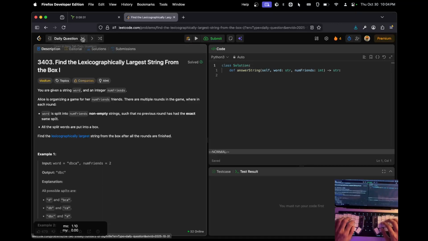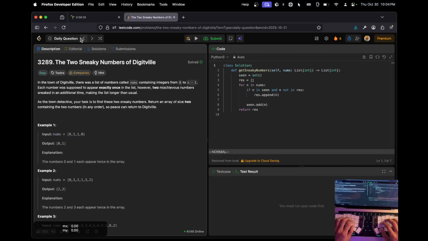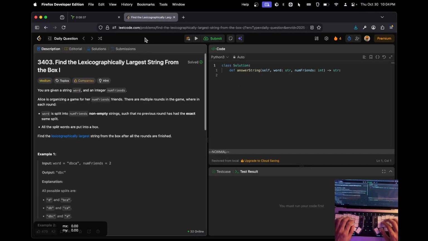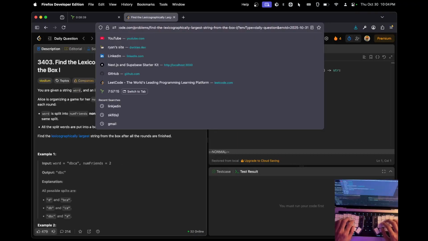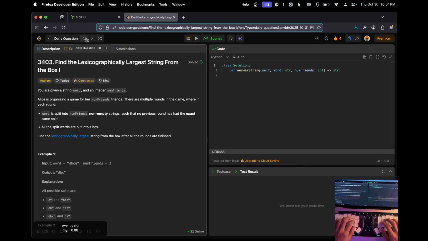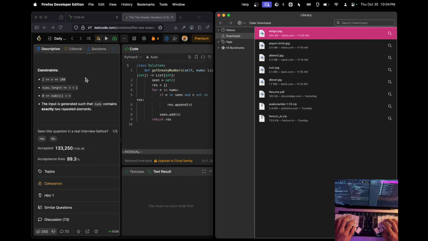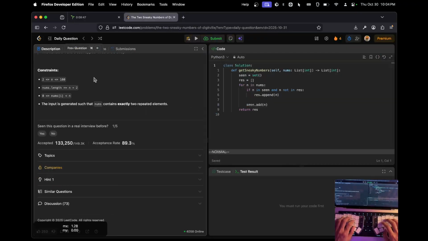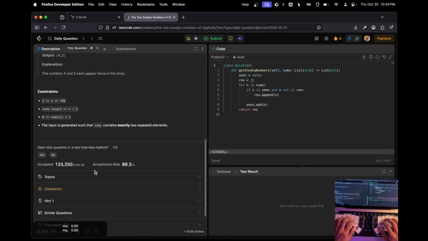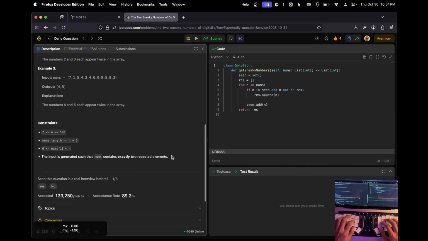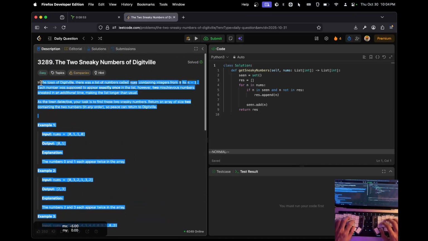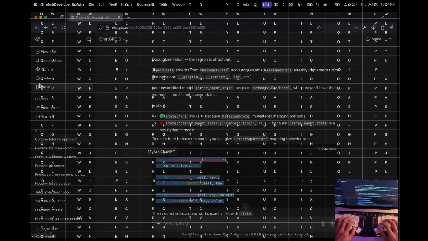Oh wait, can you just go to the next daily question? Oh, what the heck? I did not know you could just go ahead. Oh, that's pretty interesting. Okay, let's see if this is solvable in O of one space. If it is, I'll try to do that solution. If it's not, then we'll be done here.